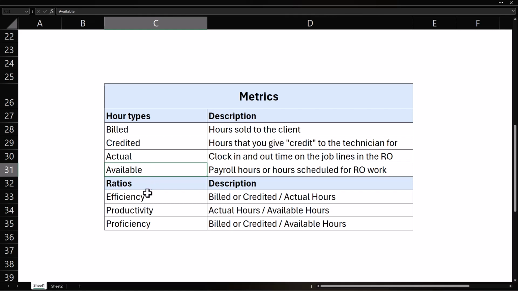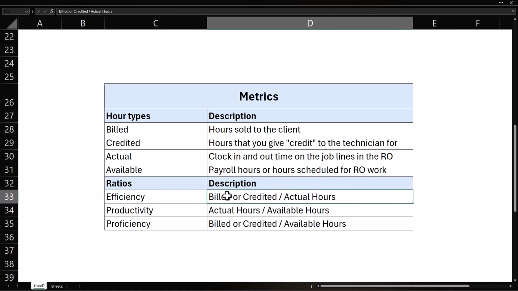So now we're looking at the math: efficiency, productivity, and proficiency. So how efficient are they? This you can do one or two ways. We can take the billed and divide that by our actual hours, or credited divided by actual, to see this work is worth how much to our clients and how long did it take us.